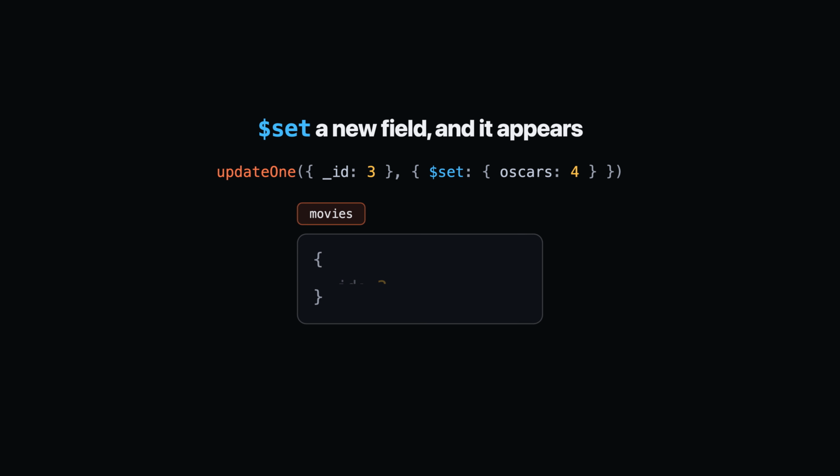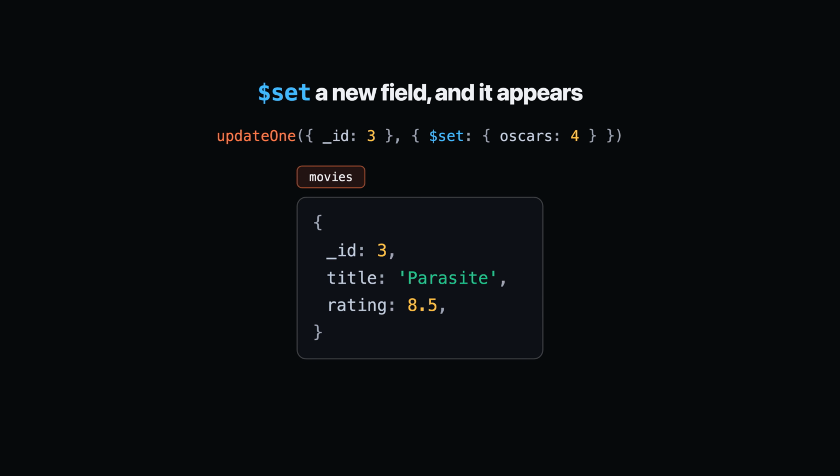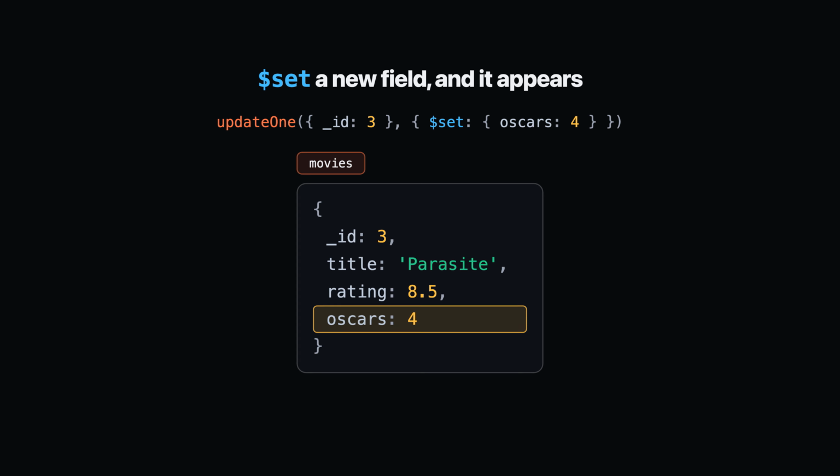And $set on a field that doesn't exist yet? It simply creates it. Give Parasite an Oscars field, and now Parasite has one, even though no other movie does. That's the schemaless coin again, both faces at once. Adding a field costs nothing, and now one document differs from its neighbors.